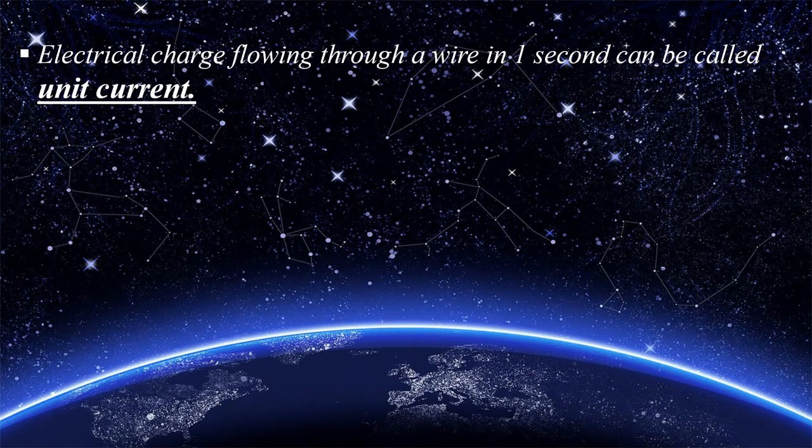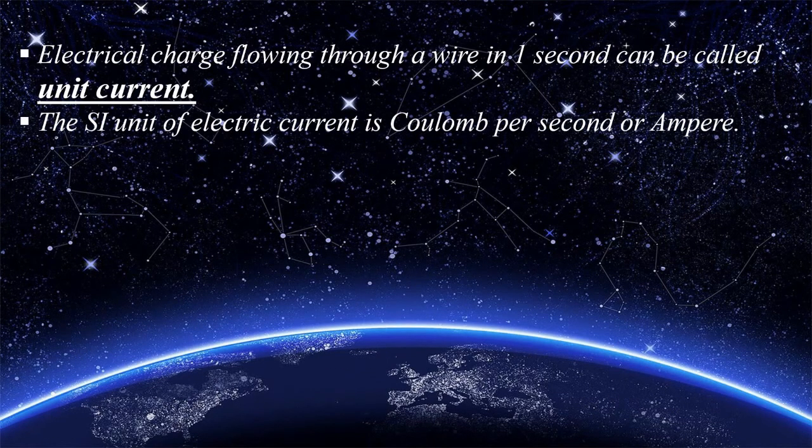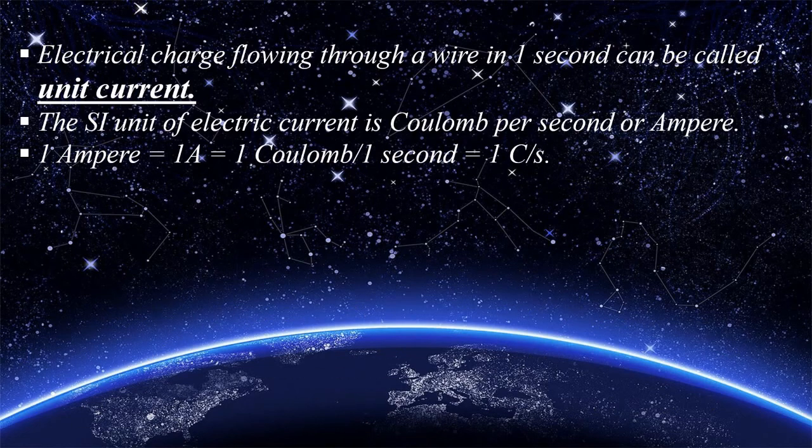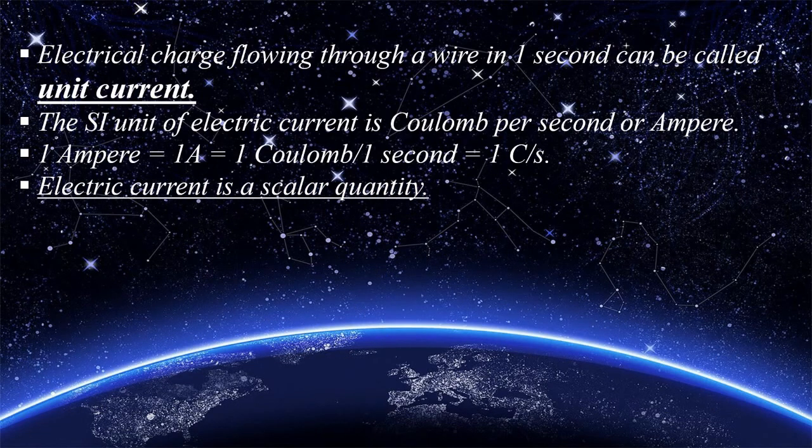And we have also learned that electrical charge flowing through a wire in 1 second can be called unit current, and the standard international unit of electric current is coulomb per second or ampere, which can be rewritten as 1 coulomb divided by 1 second. Electric current is a scalar quantity.